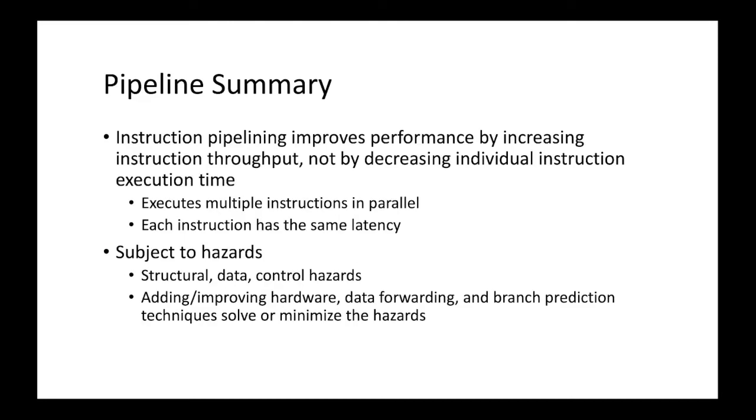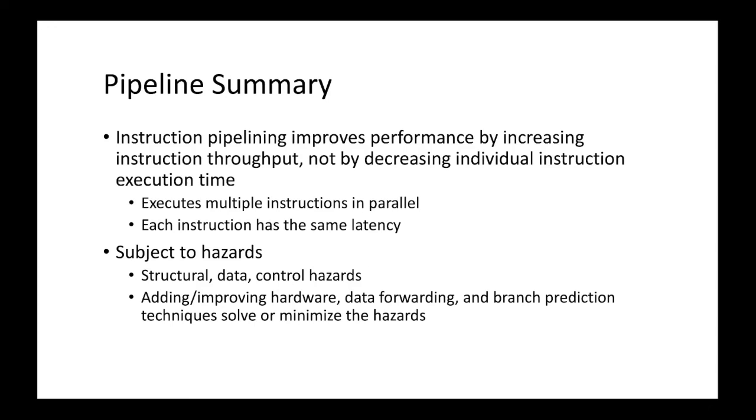Here's a quick summary of the instruction pipelining technique. Instruction pipelining is a pure hardware technique that almost all modern processors implement, and it overlaps instruction executions after breaking them down into uniform multiple stages. It improves performance by increasing instruction execution throughput, not by decreasing the individual instruction execution time. However, it is subject to hazards. There are three types of hazard: structural, data, and control hazard.